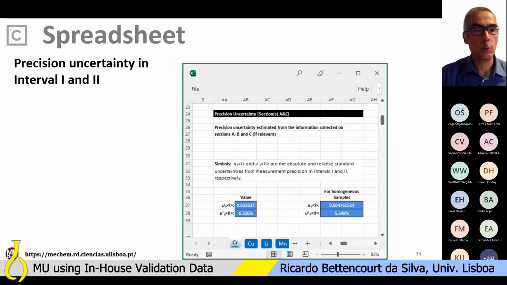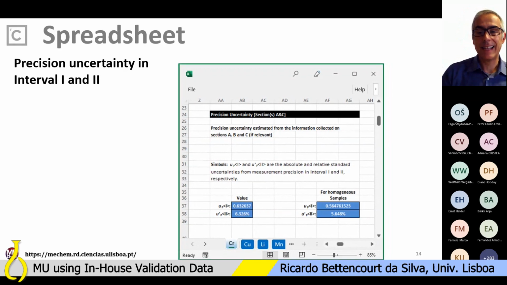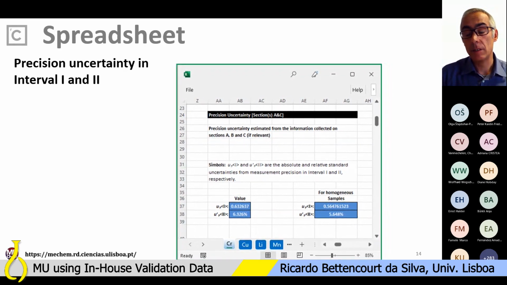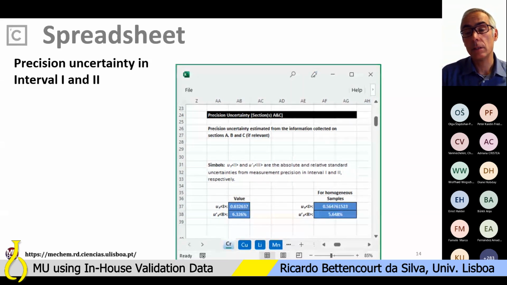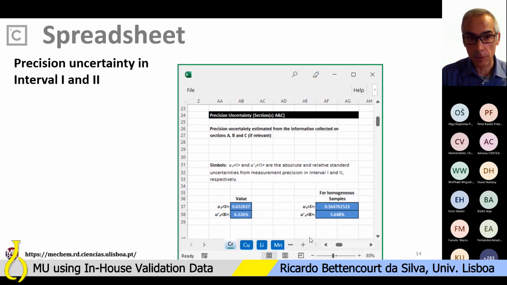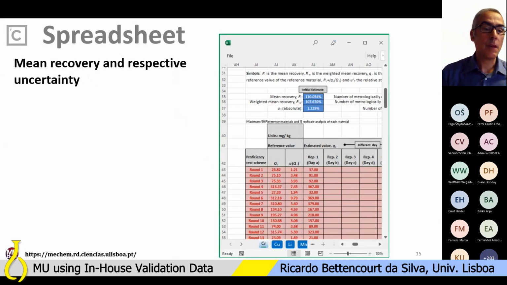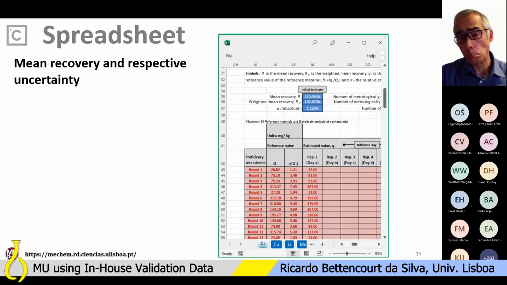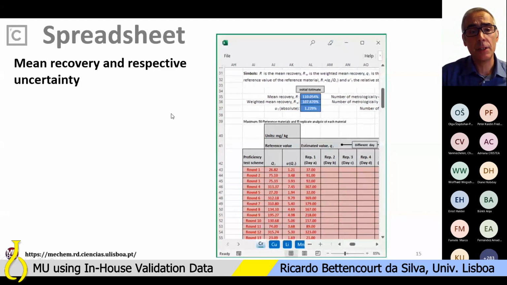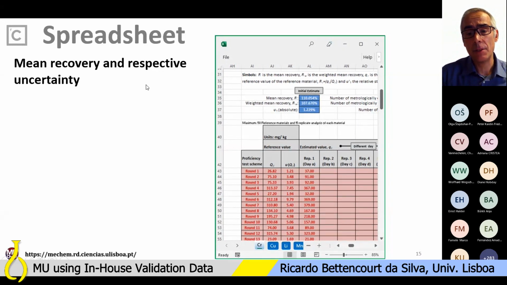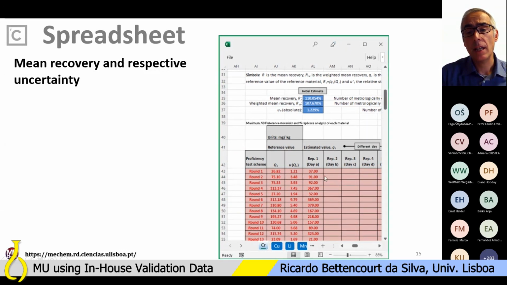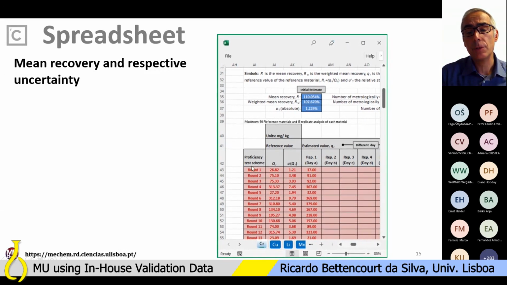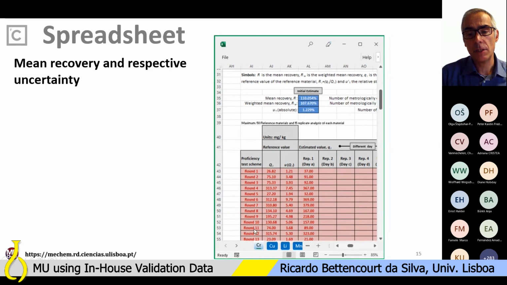For instance, in our quality control, you can decide to analyze samples, another certified reference materials, and they are more homogeneous than real samples, so you will evaluate the uncertainty skipping the heterogeneity component. And then we have a part for the mean recovery and the standard uncertainty of the mean recovery. This corner, you can put results from different reference materials.